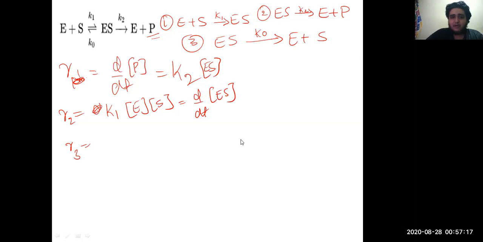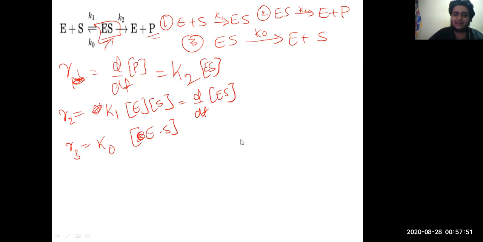Formation of enzyme substrate complex. And I also have the decomposition of enzyme substrate complex, which is by K naught times enzyme substrate, right? K naught times of that. So one thing we know is this enzyme substrate complex is a transient species. This is an intermediate, and hence I can say that rate of formation of enzyme substrate complex is equal to rate of elimination or decomposition of enzyme substrate complex.